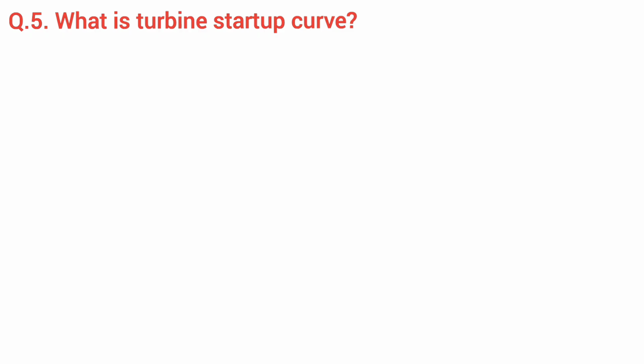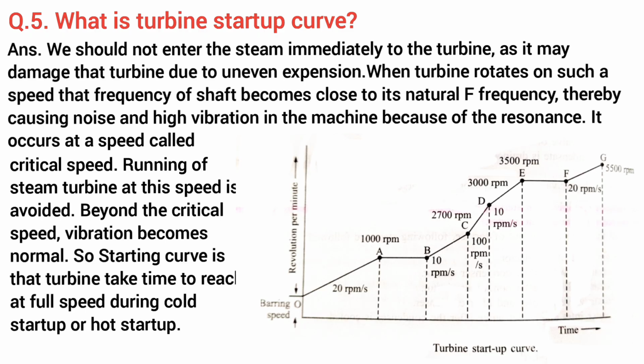What is turbine start-up curve? We should not admit steam immediately to the turbine, as it may damage the turbine due to uneven expansion. When the turbine rotates at such a speed that the frequency of the shaft becomes close to its natural frequency, it causes noise and high vibration in the machine because of resonance. It occurs at a speed called critical speed. Running of a steam turbine at this speed is avoided. Beyond the critical speed, vibration becomes normal.